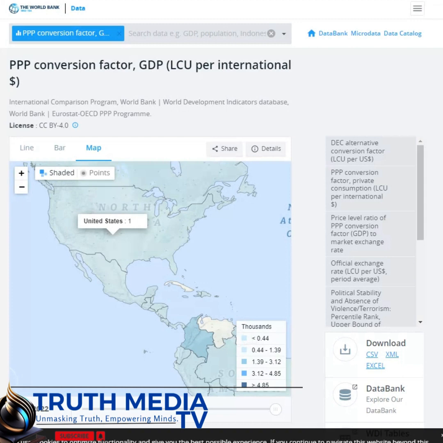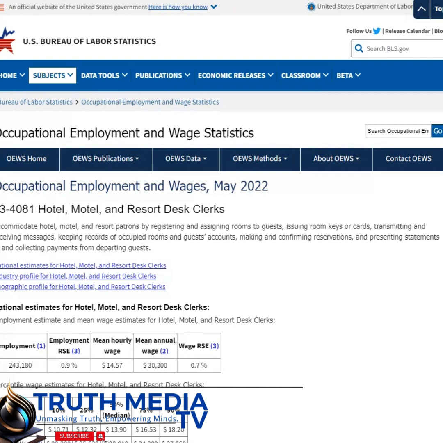So the purchasing power parity of the United States of America, according to the World Bank, as of 2022, was 1. And for Jamaica, it was 78.48. And then, according to the Bureau of Labor Statistics in the United States of America, we estimate that the average annual salary of a front office agent in the United States of America is $30,300.